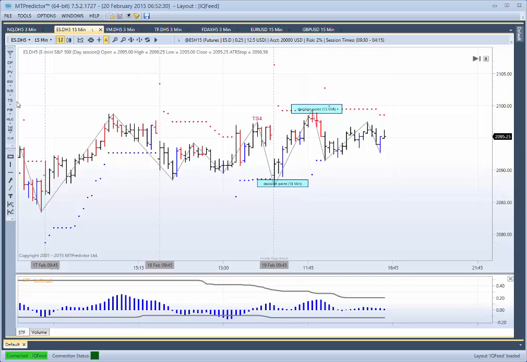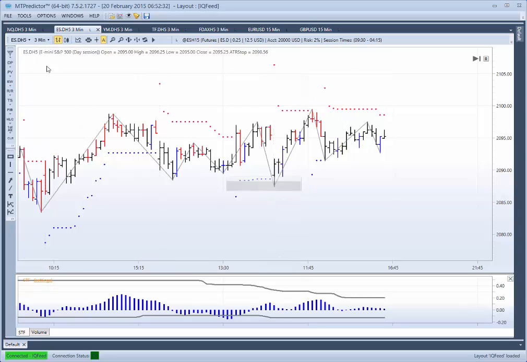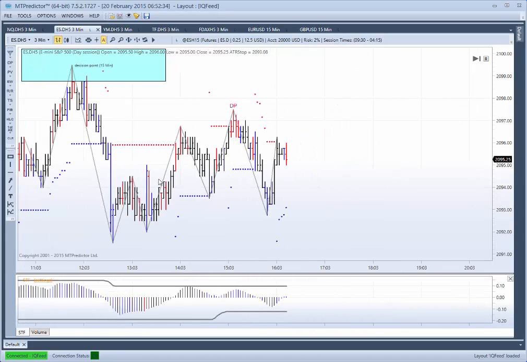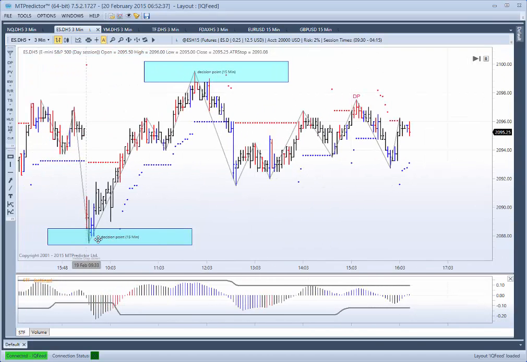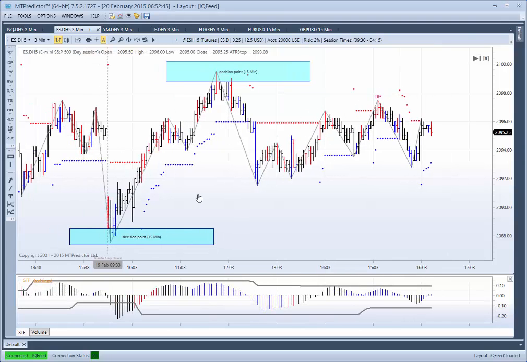So let's now go down to the 3-minute chart and just see how that would have helped you. If I zoom out a bit, you can see that 15-minute DP nailed the very low of the day for you. Then that next 15-minute DP nailed the very high of the day for you. In other words, you caught the low and the high of the day yesterday in advance with our 15-minute DP support zones. I mean, that's absolutely fantastic to be able to know these kind of levels in advance.